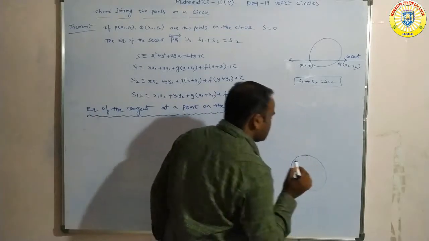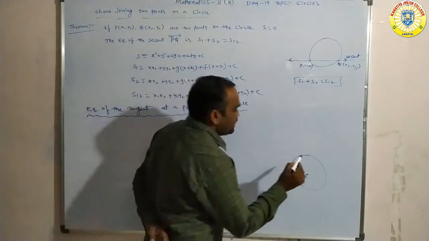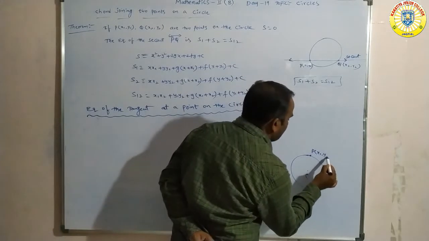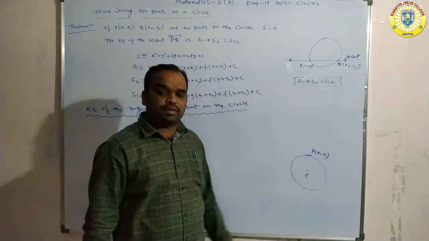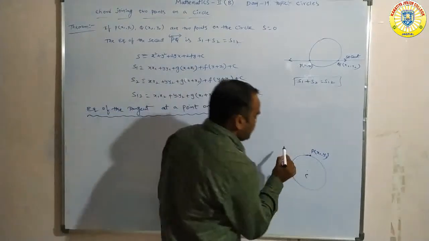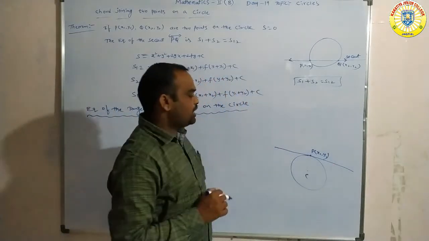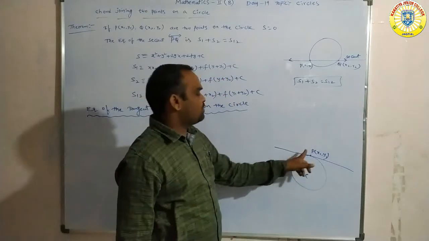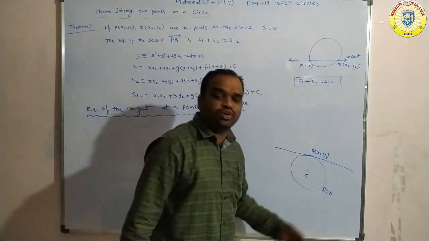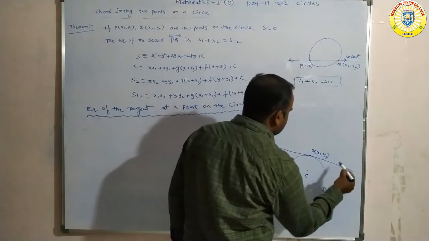See here, this is a circle, and C is the center of the circle. Let P of x1 comma y1 be a point on the circle. Now a line passing through only one point on the circle is called the tangent. Now we are finding the equation of the tangent at the point P of x1 comma y1 to the circle S is equal to 0, which is S1 is equal to 0. Here also a proof is there, but no need of proof. This is the tangent.